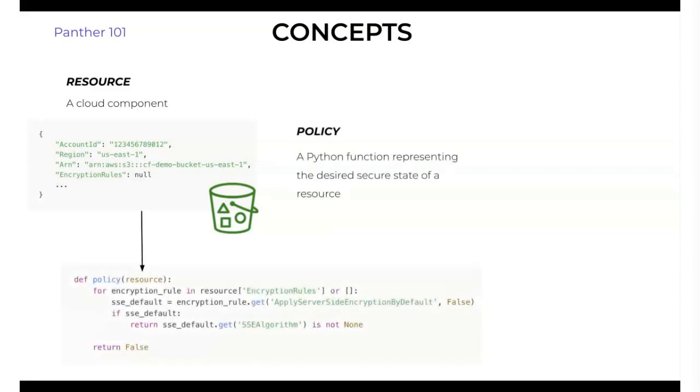The resources are then passed into policies, which are Python functions representing our desired secure state. This function will return true if our resources are compliant or false if they're non-compliant. And we can do any type of logic that we want in these policies, which is extremely flexible. And you can use all of Python's power to really determine if our resources are compliant.